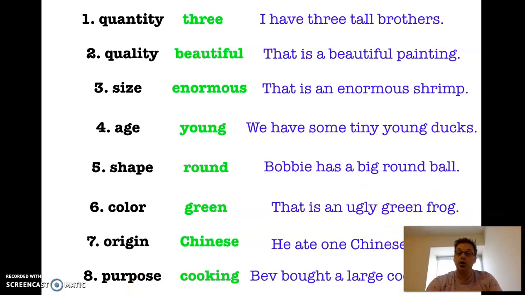The last one, purpose. Bev bought a large cooking pot. Okay? Here's the noun, pot, right? Like in the kitchen for cooking. Pots can be countable. So this is a singular one. So we have the article a, because the first adjective, which tells us about the size, starts with an L. And what kind of a pot is it used for? There are many pots. You could have a cleaning pot or a storage pot, possibly. This is a pot for cooking. So, size, then purpose. Large cooking pot. This is the order, 1 through 8.